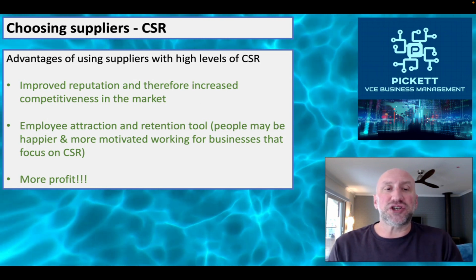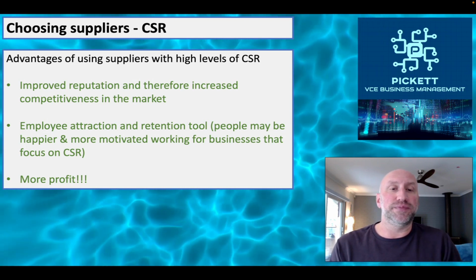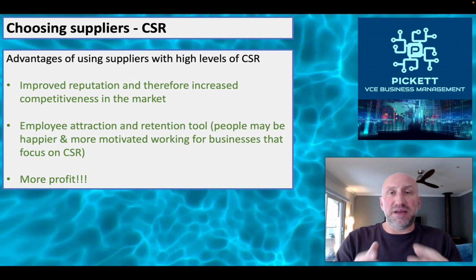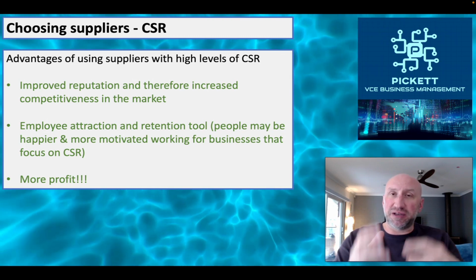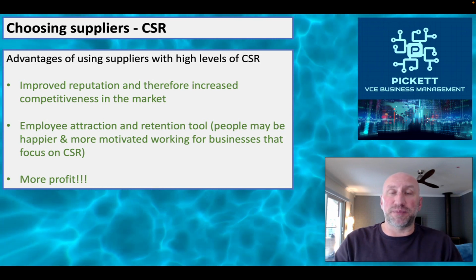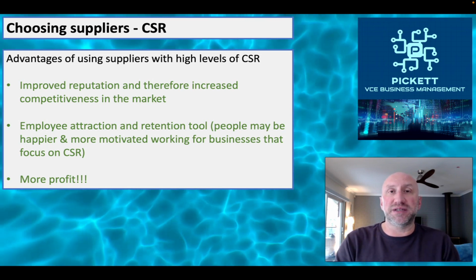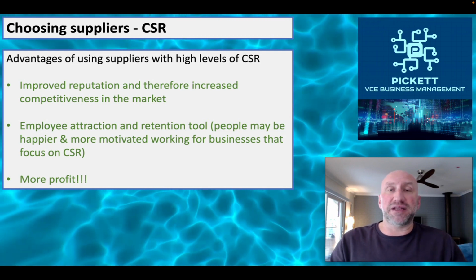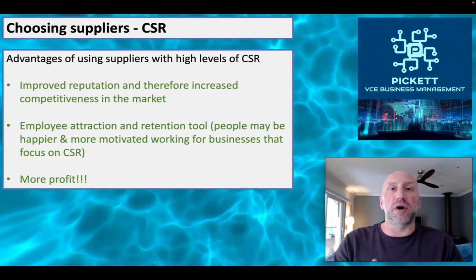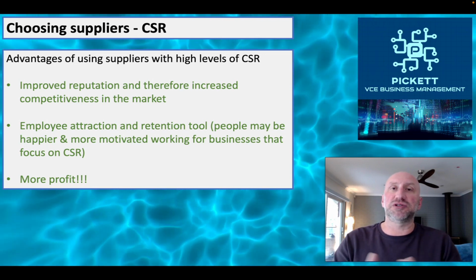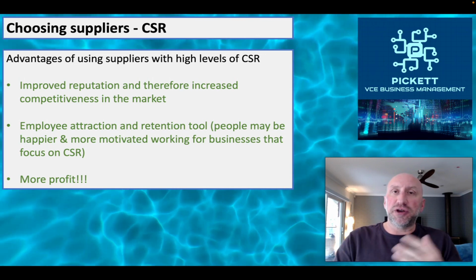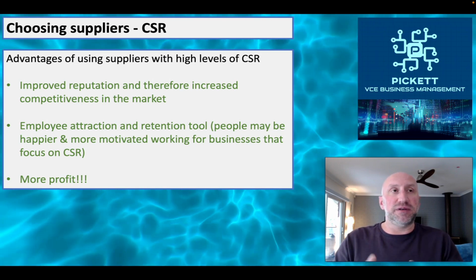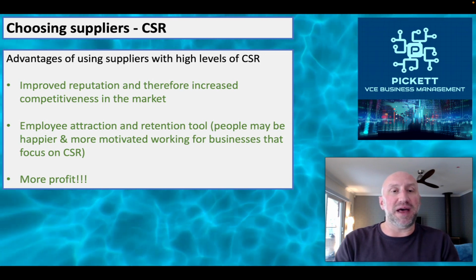An employee attraction and retention tool. Okay, so what we're saying is here, if your business demonstrates social responsibility, and like I say, by extension, that means you deal with suppliers that also demonstrate the same level of social responsibility, it means you can attract the best employees in the market. People want to work for ethical, socially responsible businesses. So you can have your pick of the employees, particularly if some of your competitors are deemed by society to not be operating in that way.